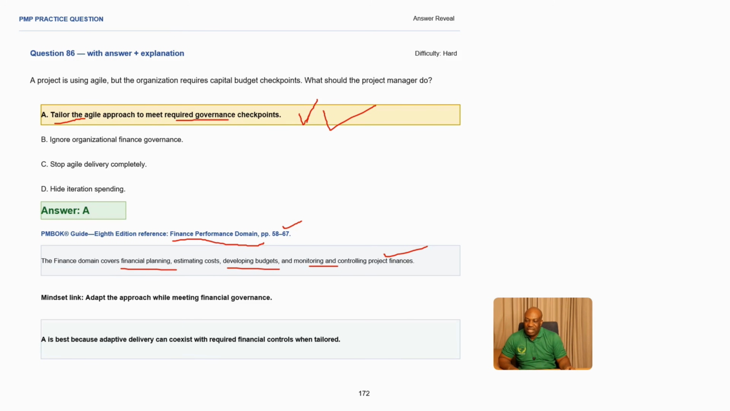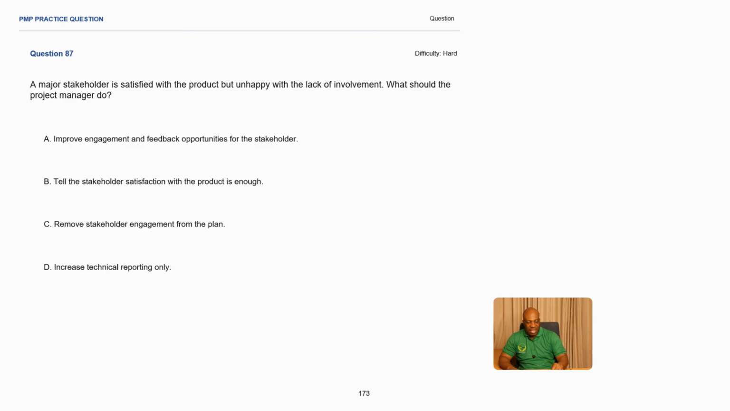And the best mindset that you can use in this particular environment or scenario is you need to adapt an approach while meeting financial governance. This is very important. Your approach should always be meeting financial governance. Making A the best answer because adaptive delivery can coexist with the required financial controls when tailored. Making A the best answer.